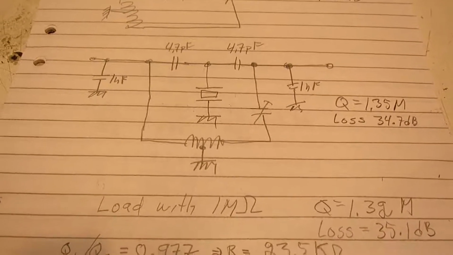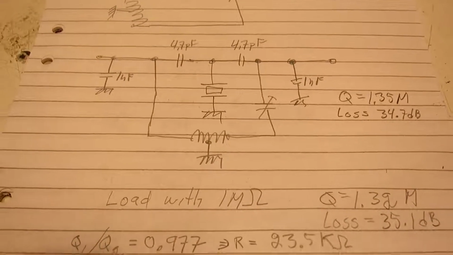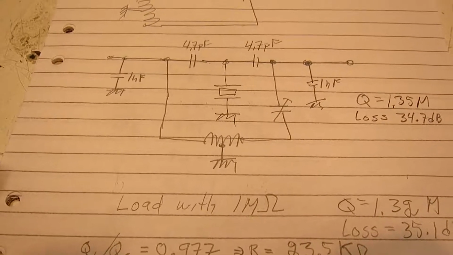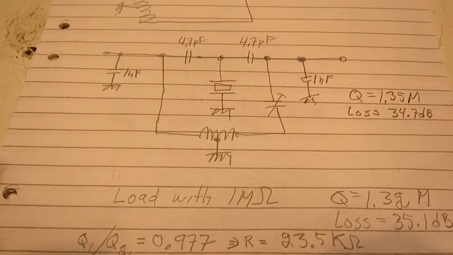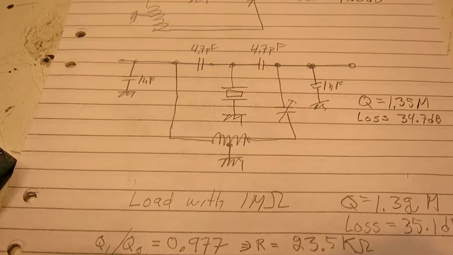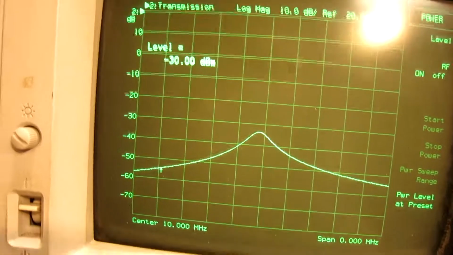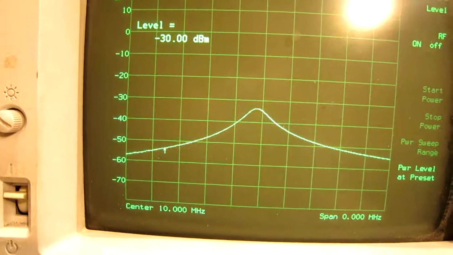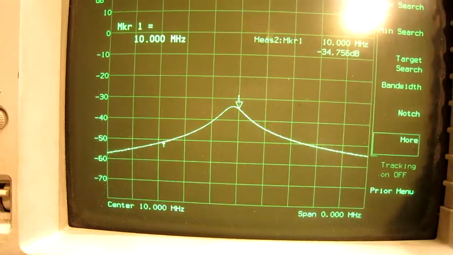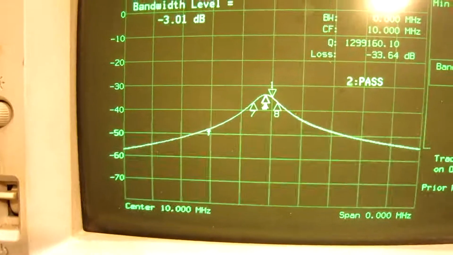Because if I put the oscilloscope directly on the crystal, the Q is destroyed completely. The impedance of the probe is not high enough. It has 10 megohms written on it, but it is more like 1 megohm at 10 megahertz. And here is the frequency response at the power level of minus 30 dBm. And I can check the bandwidth and Q. It says Q is 1.3 million.